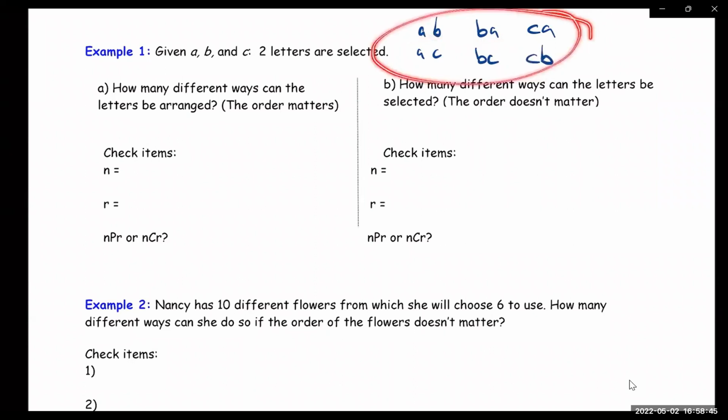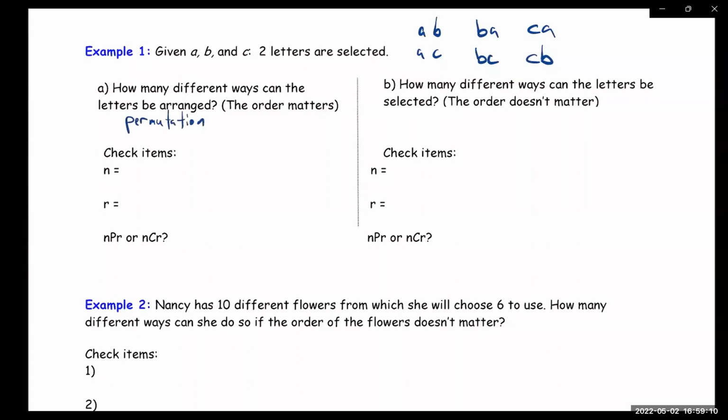So I think there's going to be 6 different ways. Let's confirm it using the formula. How many different ways can the letters be arranged? Order matters. So is that going to be a permutation or a combination? Permutation, because the order matters. Yeah, that's right. So that's a permutation. I'm just going to write that word.